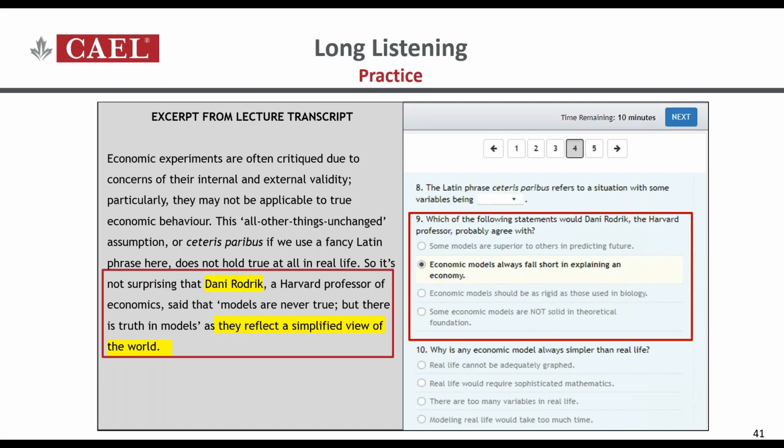So for example, number 1 says models are superior to others in predicting the future. But the word simplified view suggests that Danny does not think it's superior, right? He does not think that it's better. So we can cross out number 1. We know that can't be right. And you can do this likewise for number 3 and 4.